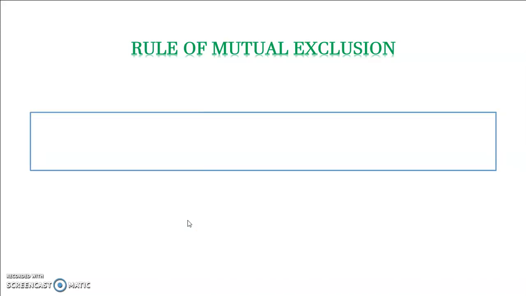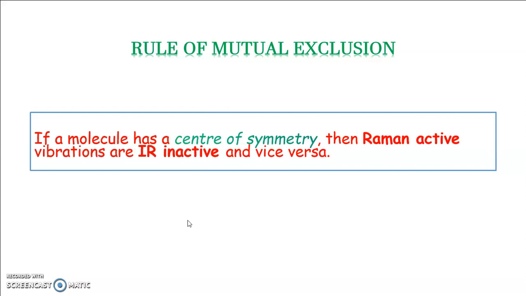Therefore, a rule is established, which is the rule of mutual exclusion, which states that if a molecule has a center of symmetry, then the Raman active vibrations are IR inactive and vice versa, which means the IR active vibrations will be Raman inactive. For a molecule not having a center of symmetry, all the modes may be Raman as well as IR active.